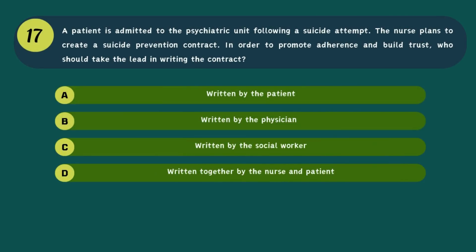Question 17. A patient is admitted to the psychiatric unit following a suicide attempt. The nurse plans to create a suicide prevention contract. In order to promote adherence and build trust, who should take the lead in writing the contract?